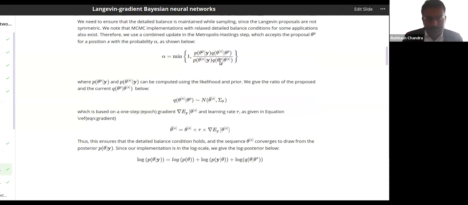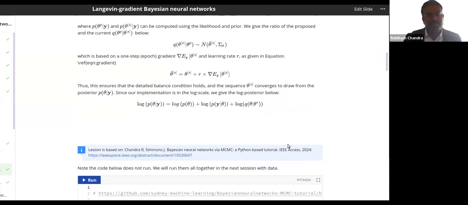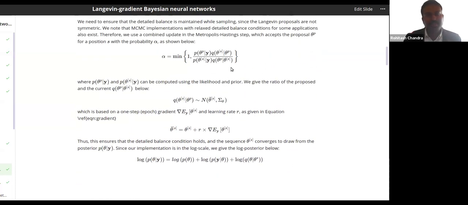So this is almost the same as the previous one. So you have the likelihood, and to get the likelihood, and then you have the previous and the current, and you compute the ratio. So likelihood and the prior, right?